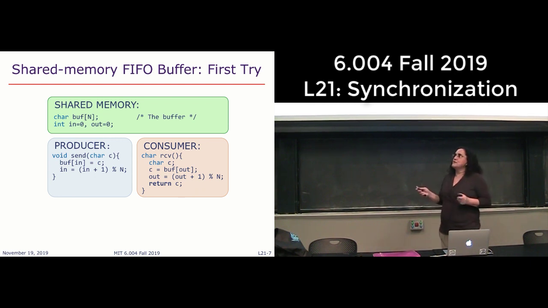Good. And so what about our consumer? Consumer is going to do something similar. It's going to read from the buffer, except that it's going to read the location that's pointed to by the out pointer rather than the in pointer. And whenever it reads a value, then it's going to take this out pointer and increment it by 1, again mod n, so that you rotate around to the beginning.